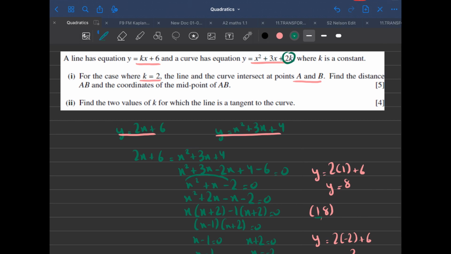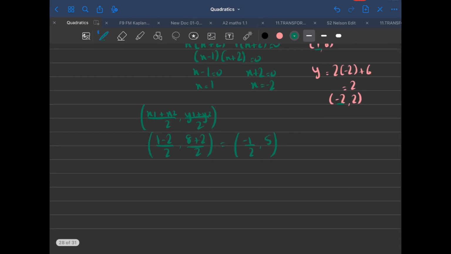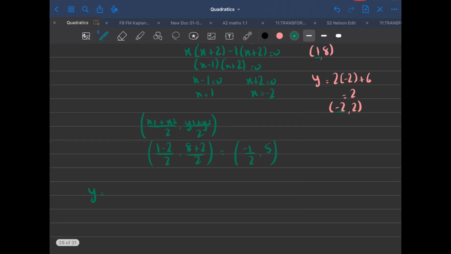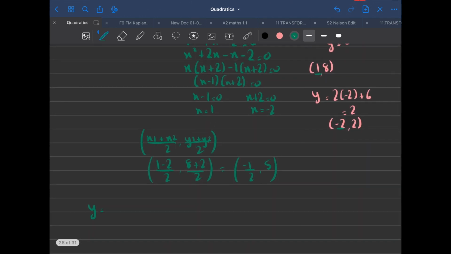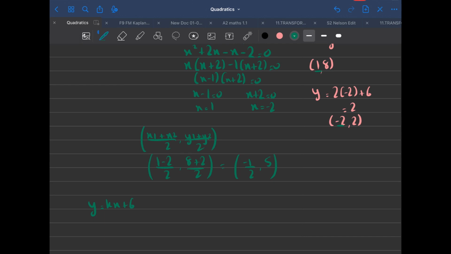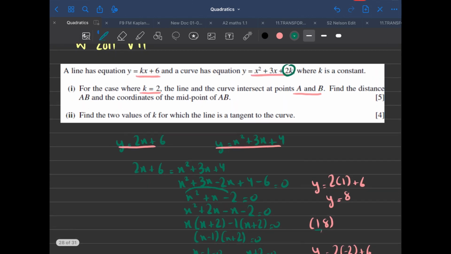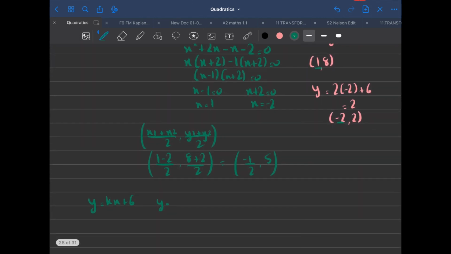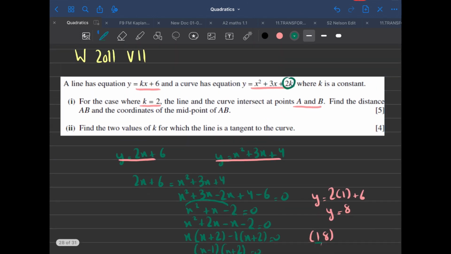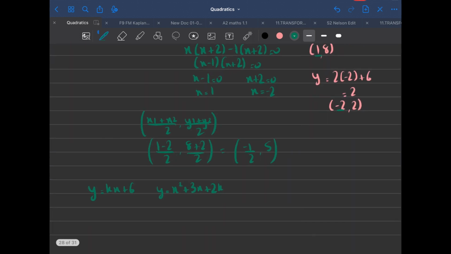So tangent to the curve में क्या होता है guys? B square minus 4ac equal to 0. So let's equate both equations first. Y is equal to kx plus 6, and the other equation was y is equal to x squared plus 3x plus 2k. Yes or no? Okay, now let's equate kx plus 6 is equal to x squared plus 3x plus 2k.